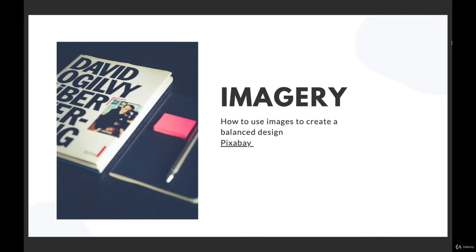Imagery is very important because it is how you use images to create a balanced design. And as we learned in the last lecture, symmetry and balance are very important within a composition. And you want to not just stick any image in there. You want to tactfully place images that are related to your design within the composition. And one website I love is Pixabay. I cannot get enough of it. They've got video, they've got images, they've got vector graphics, they have got illustrations. Pretty much anything you could want is on that website.